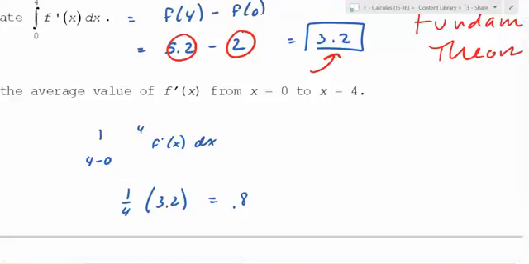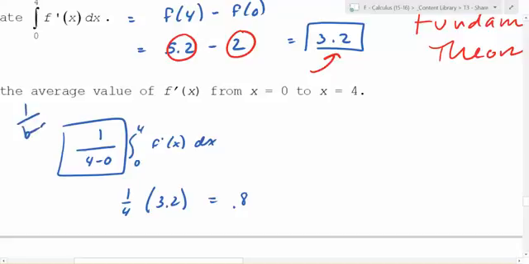So wait, I just deleted that. I'm sorry. It's the integral from 0 to 4. But then this right here, what is this? That is 1 over b minus a. So this right here is what you figured out right there. The average value from a to b of a function f of x is the integral of that function times 1 over b minus a.